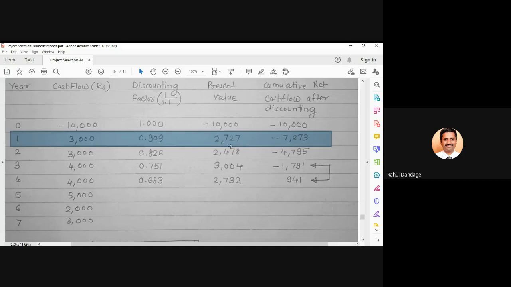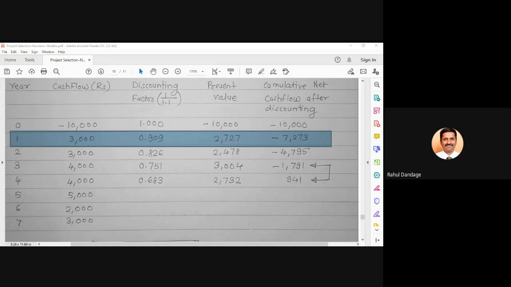Now once you have this present value, this value is positive, and the cumulative net cash flow for the previous is minus 10,000. So minus 10,000 plus 2727. This will give the cumulative net cash flow as minus 7,273. Is there any doubt in this? If you have, you can ask. Otherwise, the process will be the same further. This particular process is to be continued for the next periods till you get converted from minus to plus.